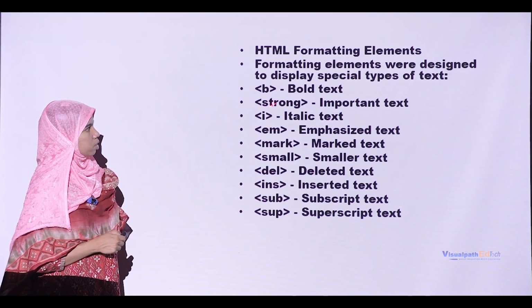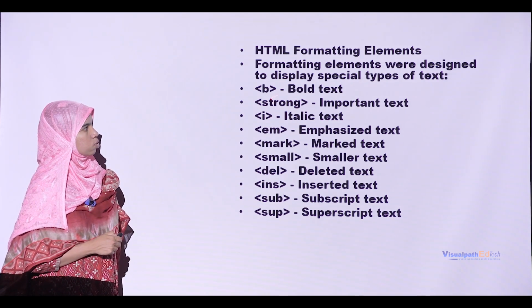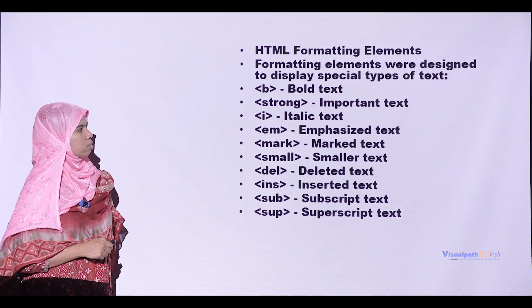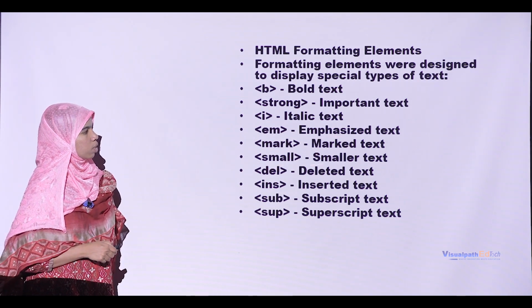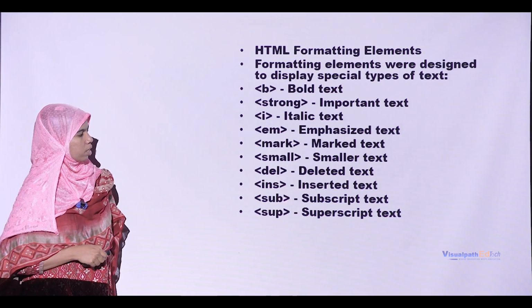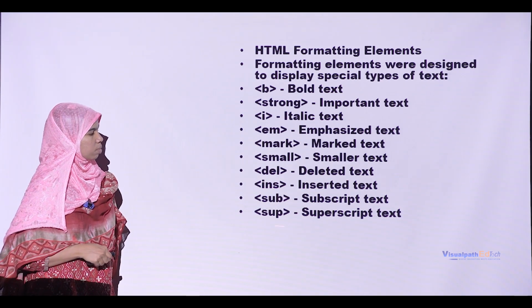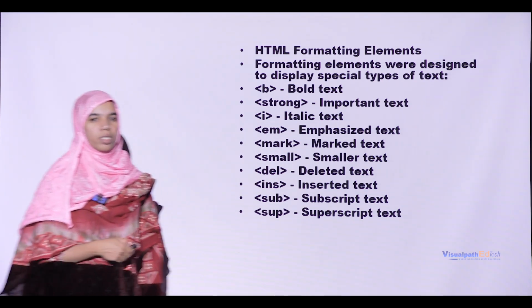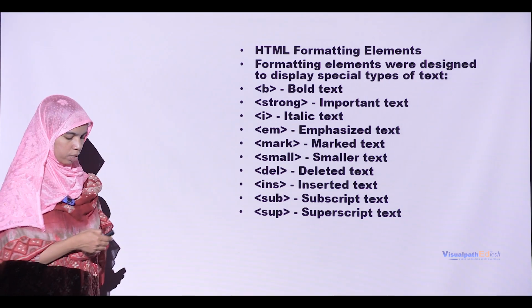You can see B stands for bold, strong for some important text, I for italic text, EM for emphasized text, mark for marked text. For the smaller text, you can use small, then deleted text, inserted text. Sub is used for subscript and SUP is used for superscript text. All these are the basic text formatting HTML tags.